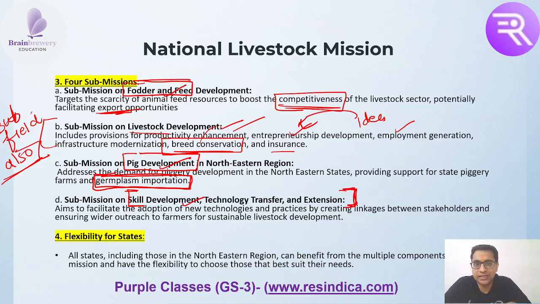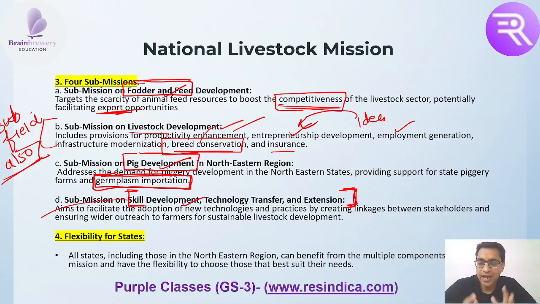After achieving all these things, fodder, livestock, breed conservation, insurance, we are still focusing on how we can improve that even more. So this provides skill development to the people who will be working in this whole field. We need to train the people in this area, so skill development will also be working there. Technological transfer, like if we take the technologies from USA, UK, Sweden, Norway.